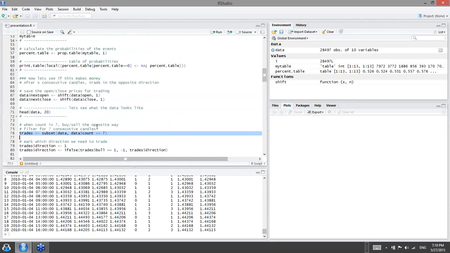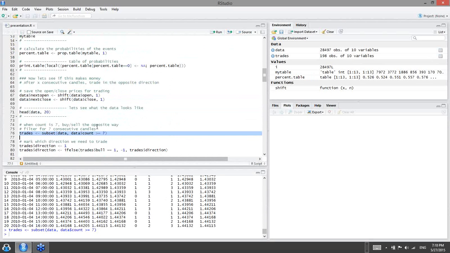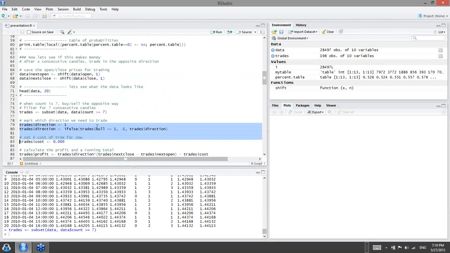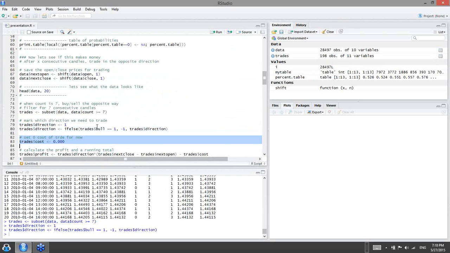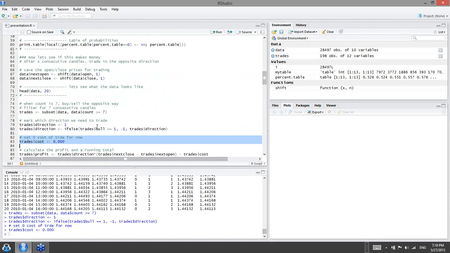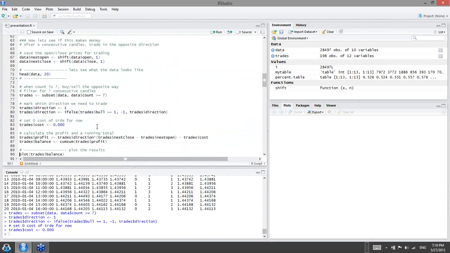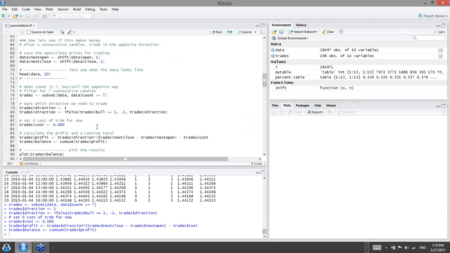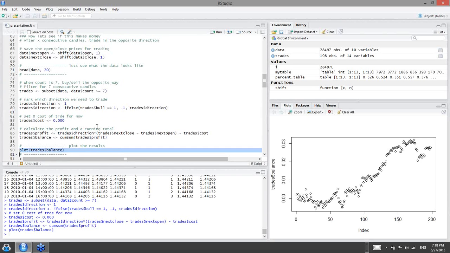Right. So now what I do is I chose 7 in this example. So if there's 7 consecutive candles in one direction, I want to trade the other way. Now, this is a very important line. I'm setting my trading costs to 0. That means I can get in at the price that I want and out at the price that I want, right? There's no trading cost at all for me. So I create some profit, some balance, and it looks like we're going to be gazillionaires, which is awesome.